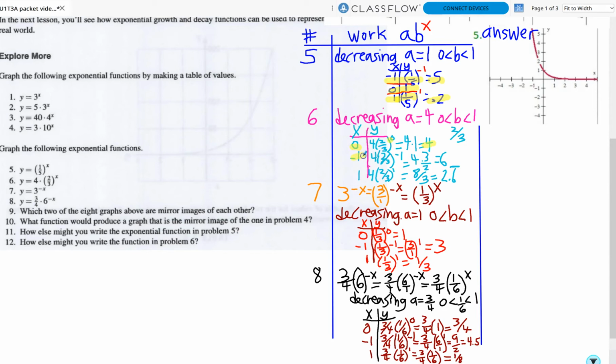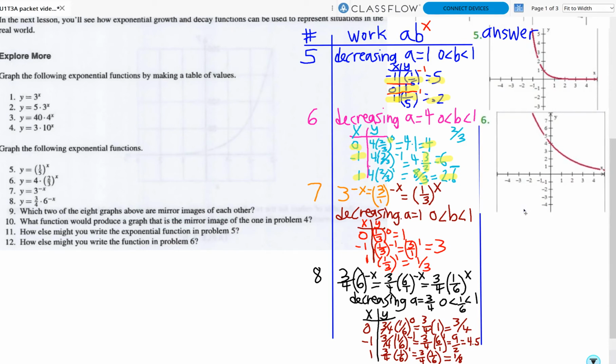-1 flips your fraction of 2/3 to be 3/2. 3/2 times 4 is 6. Another point is -1, 6. Last is 1, so 2/3 raised to the 1 power is 2/3. That leaves me 8/3, easier to graph as 2 2/3, or 2.666. And here is our graph with that intercept. So here's the graph for number 6. Also decreasing, but this time with a y-intercept of 0, 4.